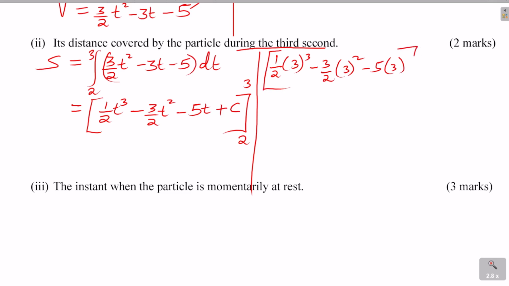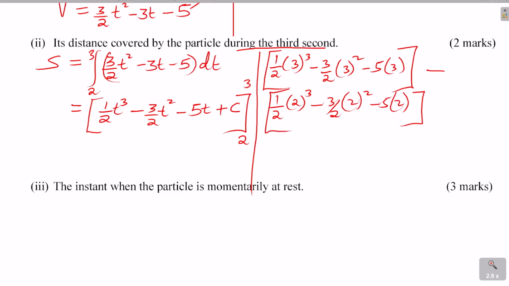So we have substituted 3 when t is equals to 3 in that expression, and then we subtract. Now we substitute when t is equals to 2. So we shall have this will be t cubed minus 3 over 2 t squared minus 5, like that. So we are going to subtract these two. Now we have substituted. So the first one, we're going to simplify this one using a calculator.